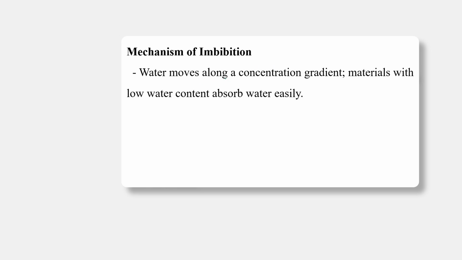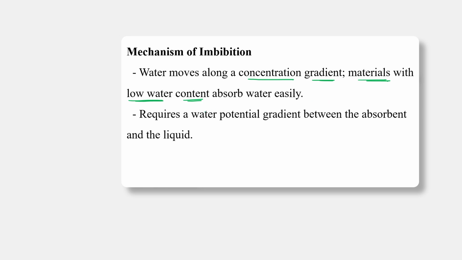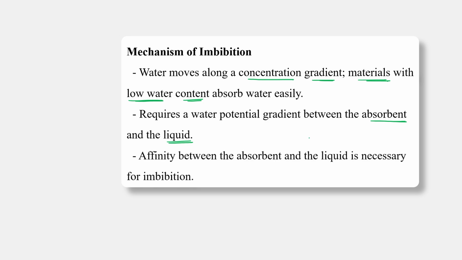Now, mechanism of imbibition. Water moves along a concentration gradient. Materials with low water content absorb water easily. So, all the materials which have very little water in them actually absorb water easily through imbibition. It requires a water potential gradient between the absorbent and the liquid, and affinity between the absorbent and the liquid is necessary for imbibition. Okay.